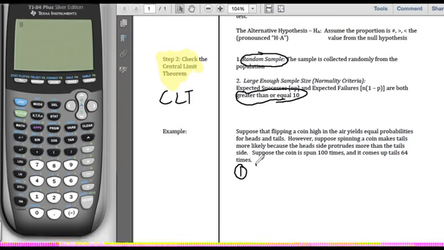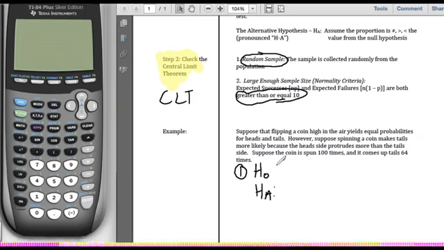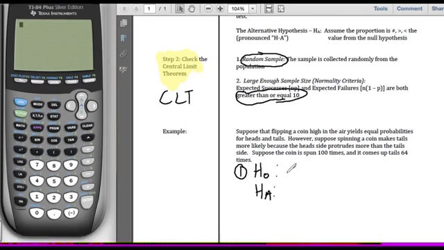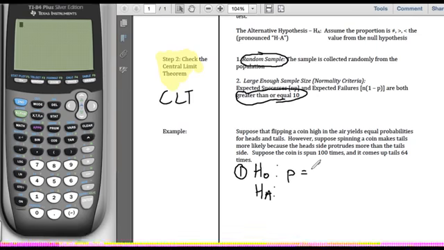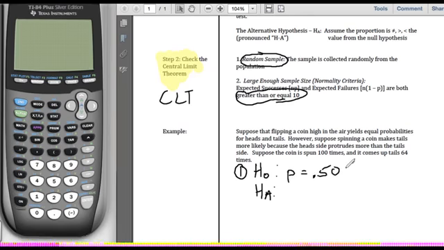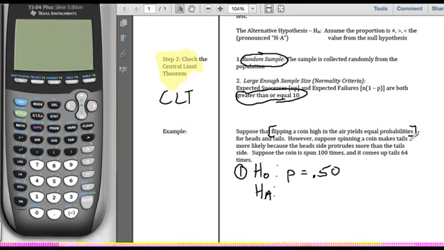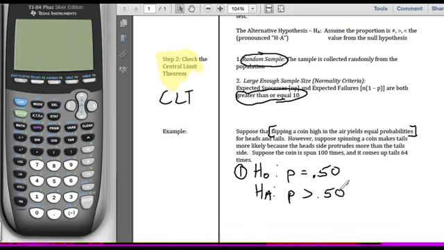Step 1, I would give my H0 and my HA, my null hypothesis and my alternative hypothesis. H0 always has the form p equals some value. The population proportion is equal to some value. And in this case, it's going to be 0.50. From previous experience, from flipping coins, we know we have equal probabilities for heads and tails. It's a 50-50 chance you get heads and tails. My alternative is going to be that p is greater than 0.50.